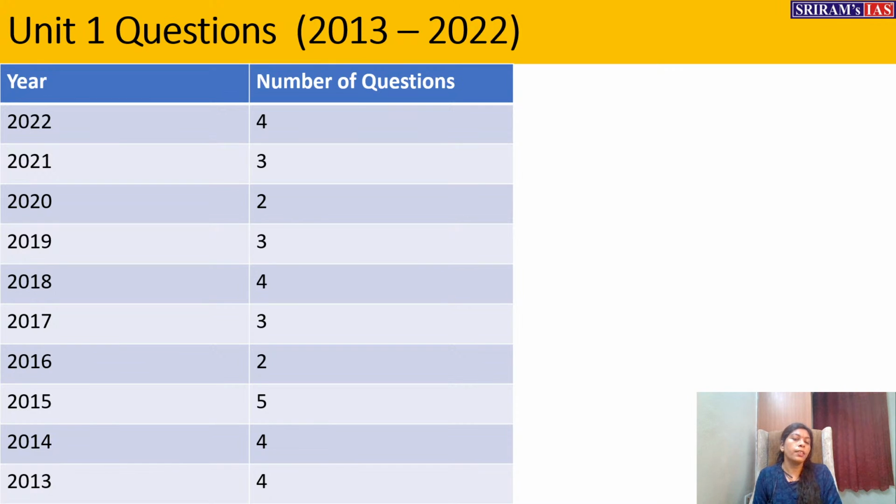In that way I have calculated this, and starting from 2013 to 2022, on average 2 questions to a maximum of 5 questions have appeared from this chapter. So that's how this is very, very important each and every year. In 2013 there were 4 questions, and in 2022 lastly there were 4 questions. So we are expecting more or less around 4 or 3 questions next also. That pattern only, the questions are going to appear. So this you can refer later.